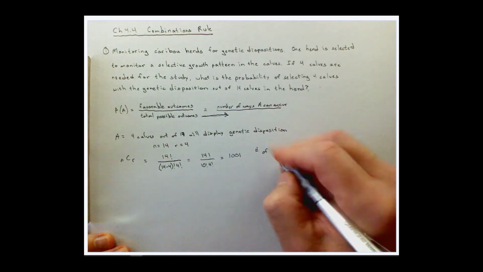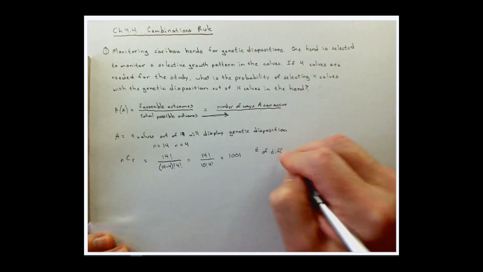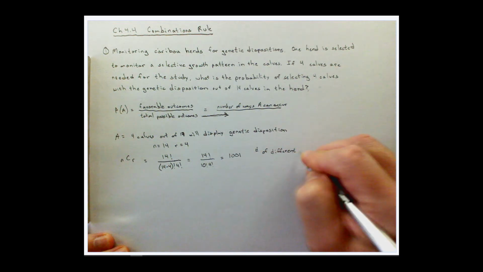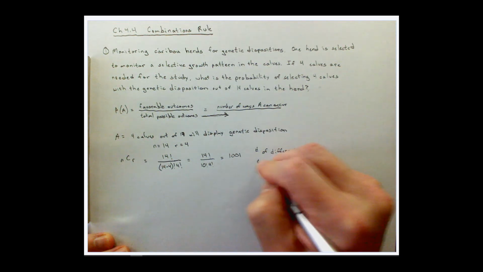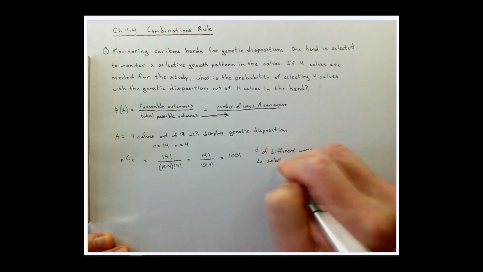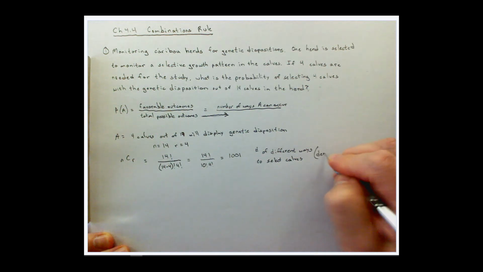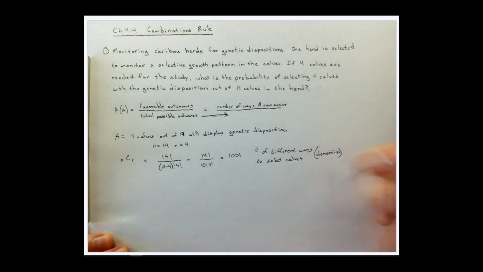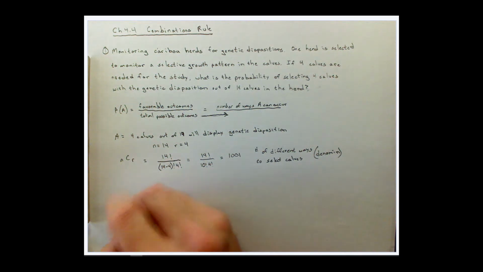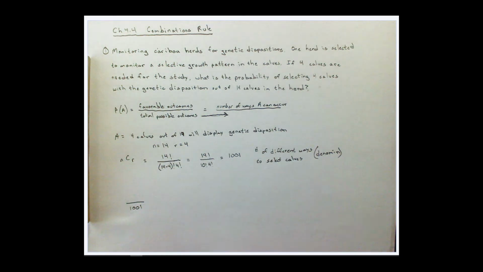So number of different ways to select the calves. What this actually is, this is my denominator. All of this is my denominator in my combination. Okay. So what I know is that I'm going to have something like this. And what I've got to figure out, and really what that is, is the number of ways A can occur. And this is it.